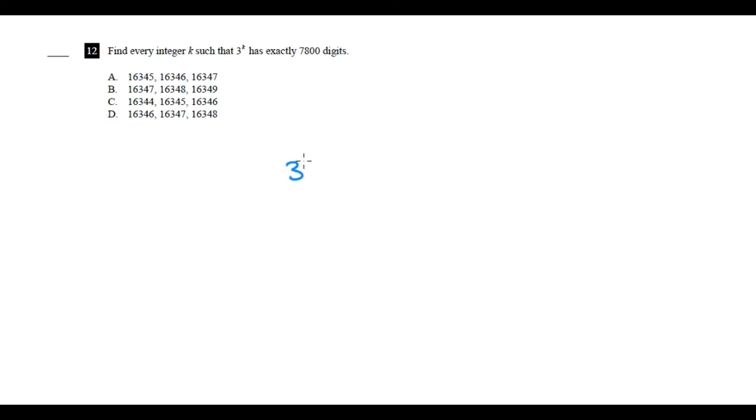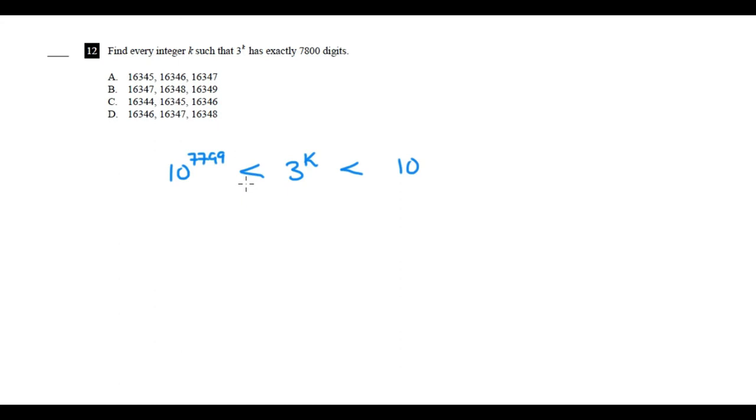So the setup here is we need to make sure that 3 raised to this power of k is in between a couple of powers of 10. Now, a number that has 7,800 digits actually is 10 to the power of 1 less than that. So 7,799. So subtract 1 from that. Yeah, that'll be 7,799. So this is 1 with 7,799 zeros, which is actually a 7,800 digit number.